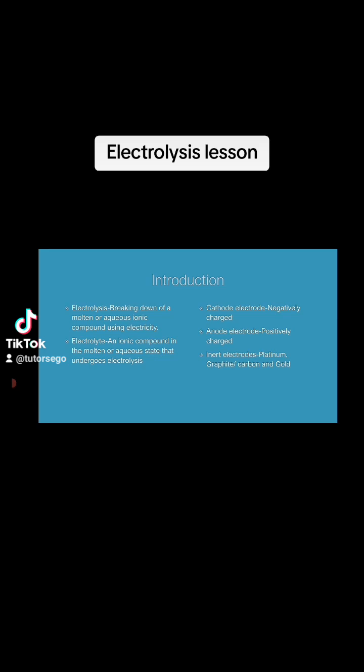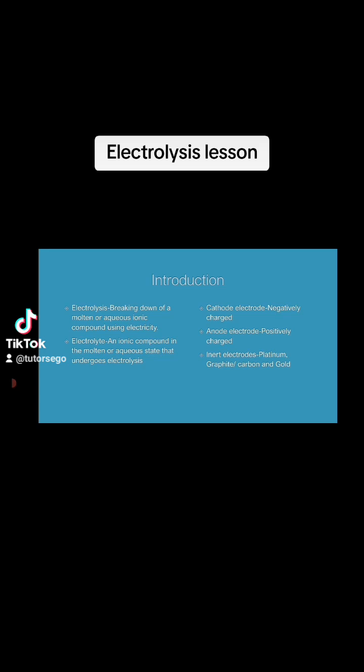Or you can basically say the cathode attracts the metals. Remember that metals lose electrons to become positively charged. And the anode attracts the non-metals. Remember that non-metals gain electrons to become negatively charged. So that's basically it.